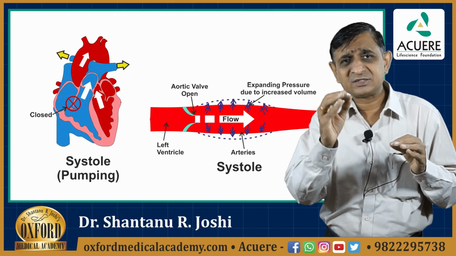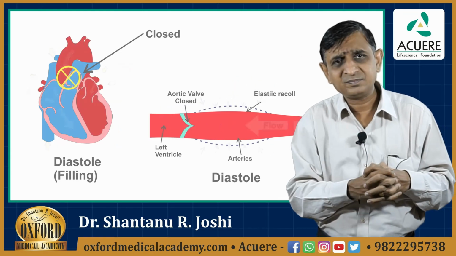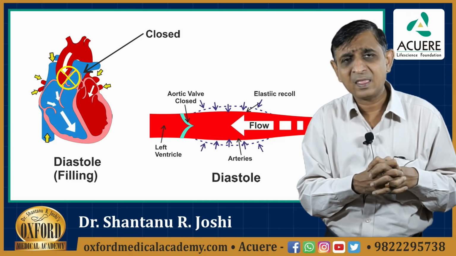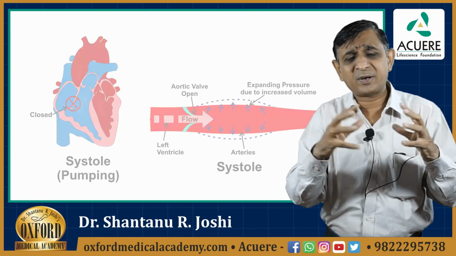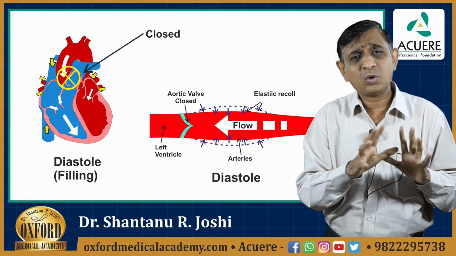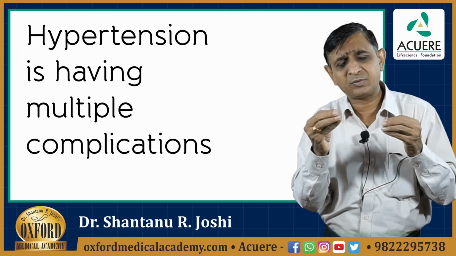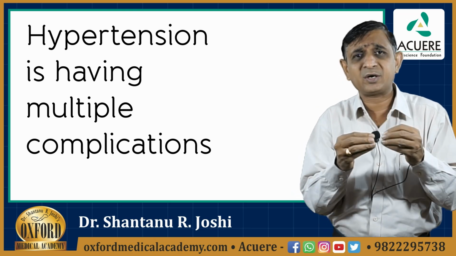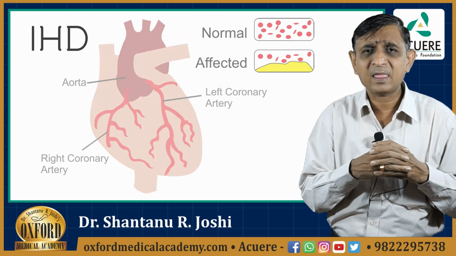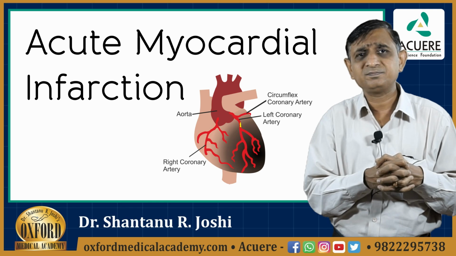This is how systolic blood pressure is related with LVH and LVF, and diastolic blood pressure is more concerned with acute myocardial infarction. And this is how systolic blood pressure is dangerous as well as diastolic blood pressure is also dangerous. Overall, hypertension itself has multiple complications. I am just talking with you about the complications related to the heart, and we have covered only two complications of hypertension: one is IHD and one is acute myocardial infarction.